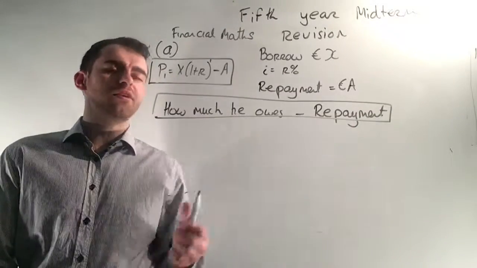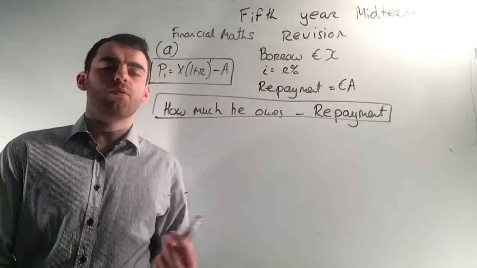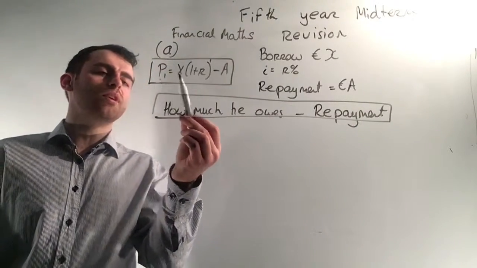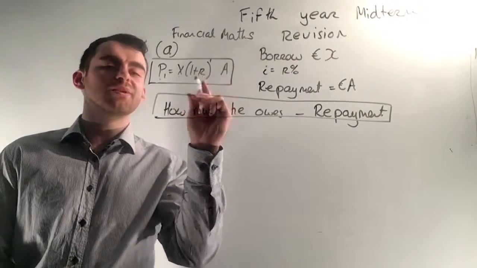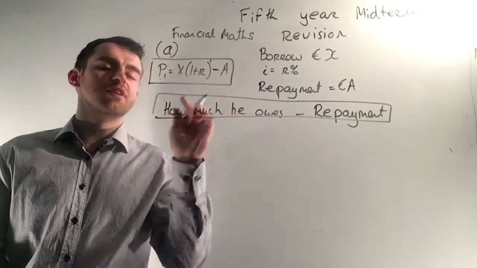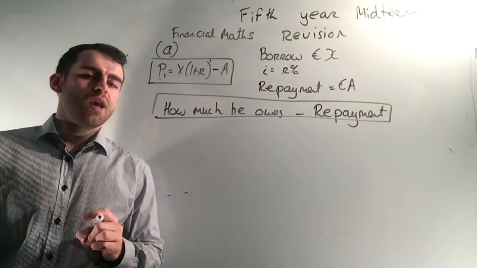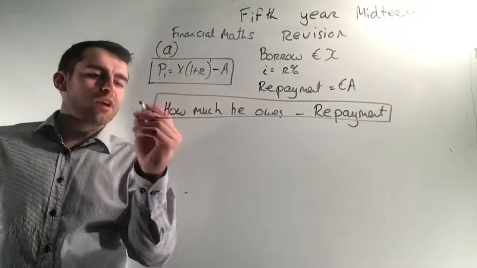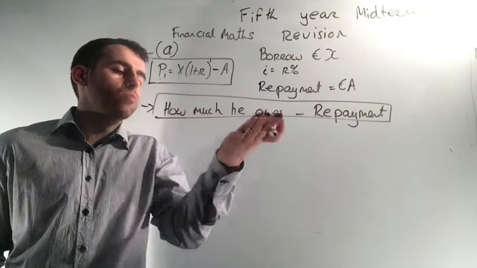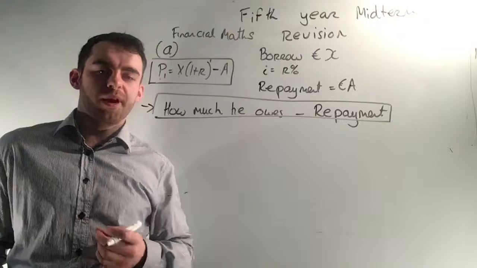If he pays a euro, how much money will he then owe? And we're asked to prove that P1 is equal to X times 1 minus r, and that should be a minus a. There was actually a typo in the question there, so they should have put in a minus a. So in order to work out how much John owes in a year, the most logical way of thinking about it is literally just how much money he owes the bank minus how much he pays them back.